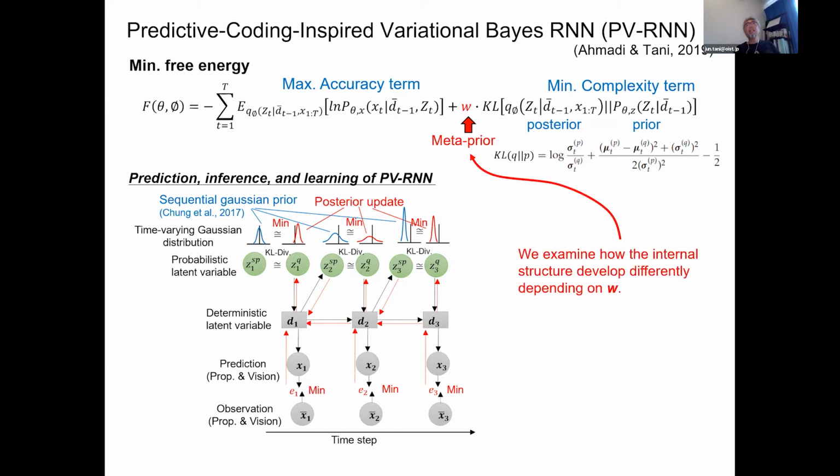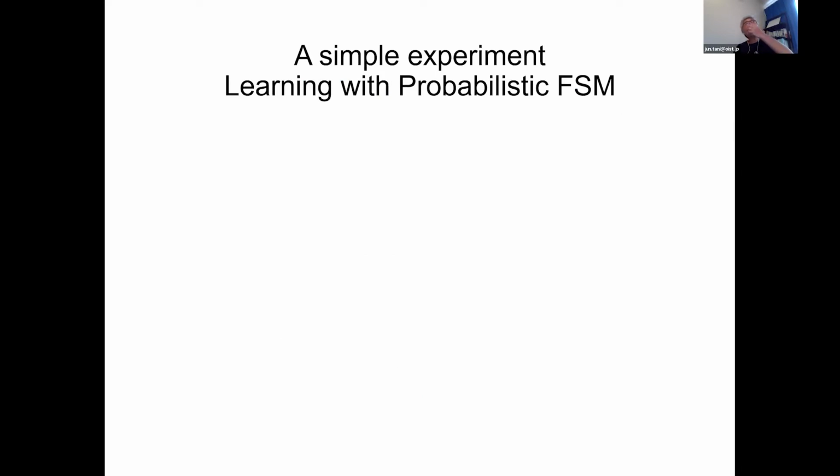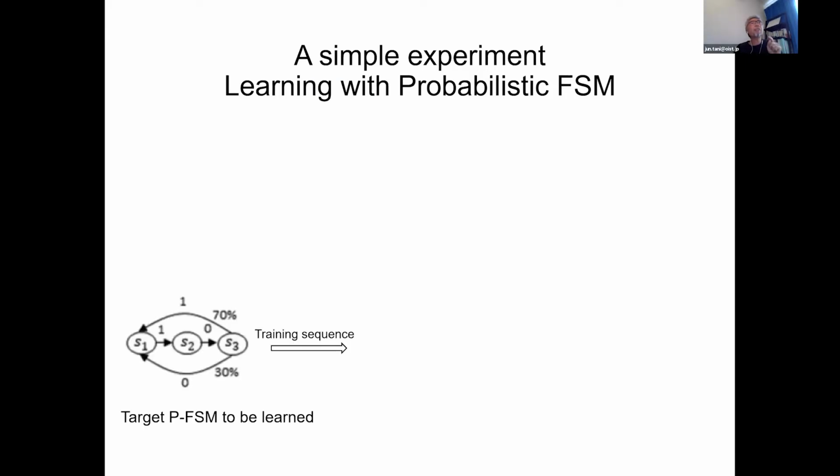So, okay, that is the basic idea of the PV-RNN, the variational recurrent neural network. Now I'm going to show a first simple experiment running with a probabilistic finite state machine. We consider a simple probabilistic finite state machine: after 1, 0, it generates either 1 or 0 with some probability. This is going to generate the learning sequence, the training sequence exemplar.